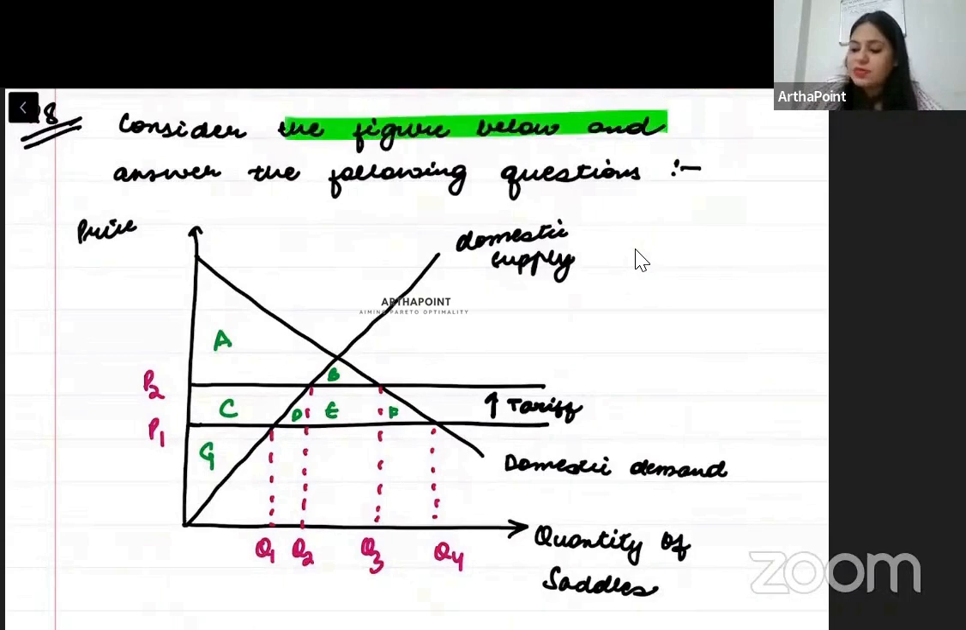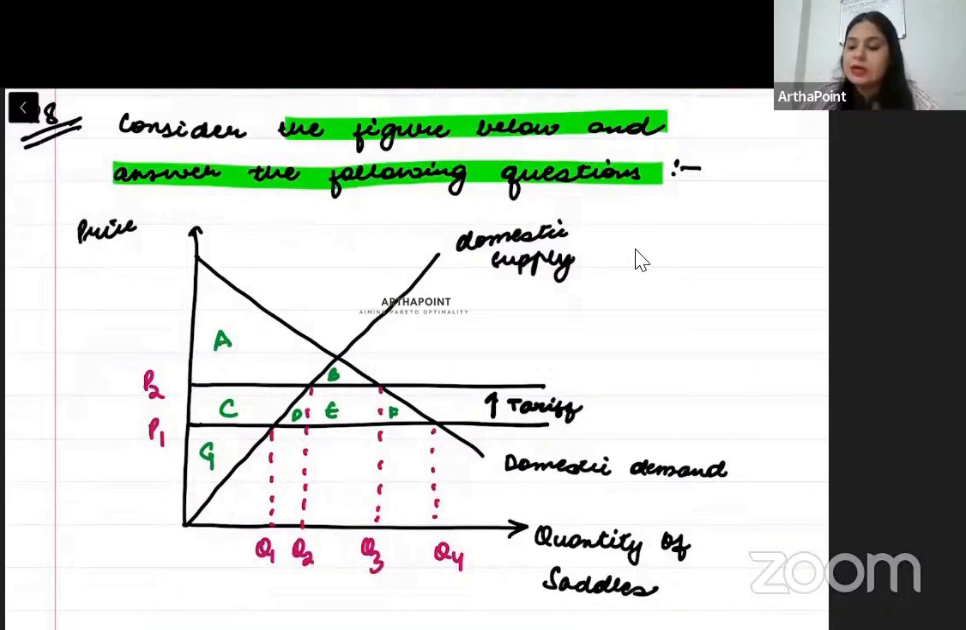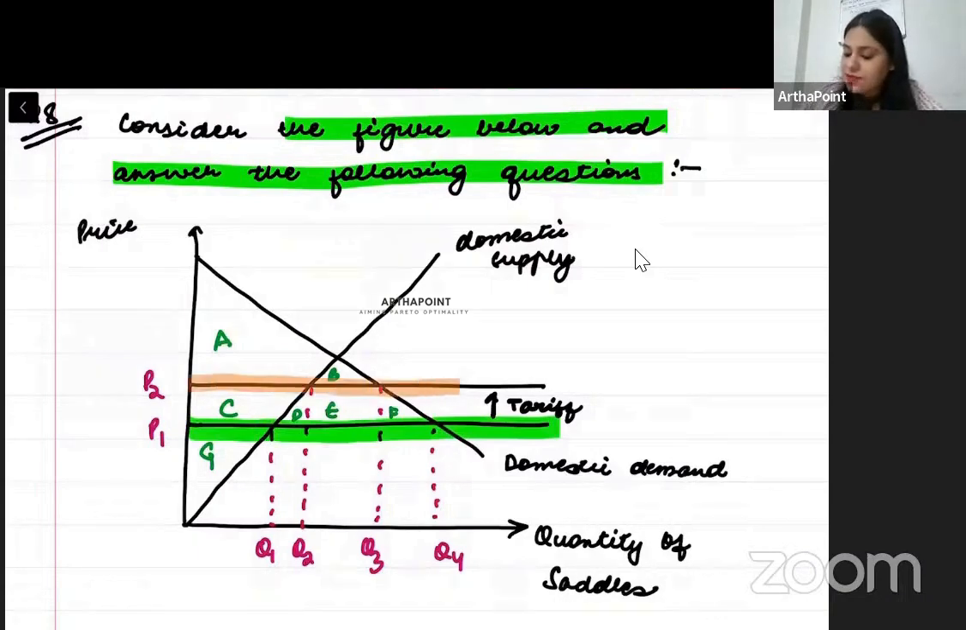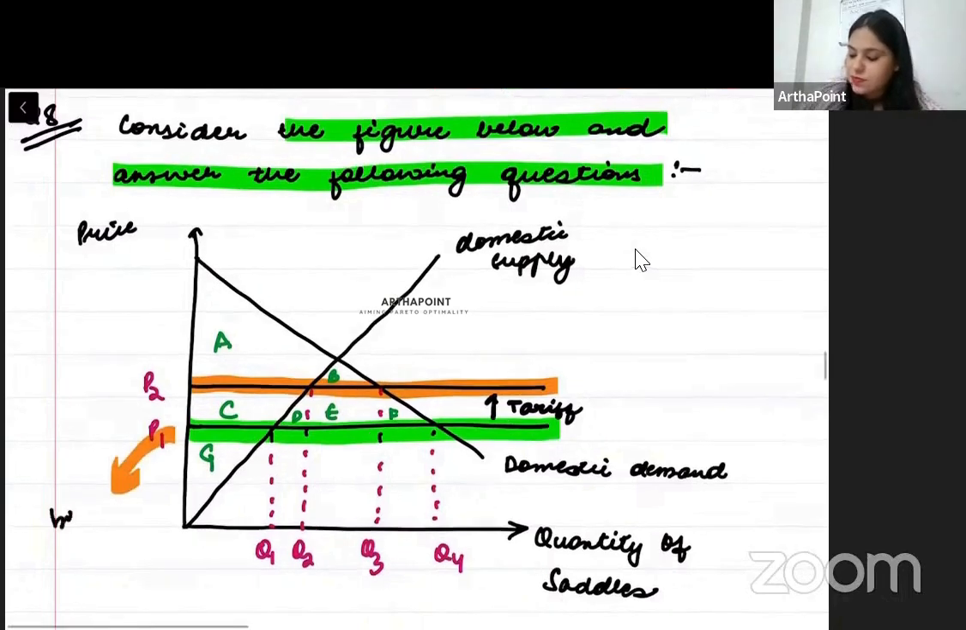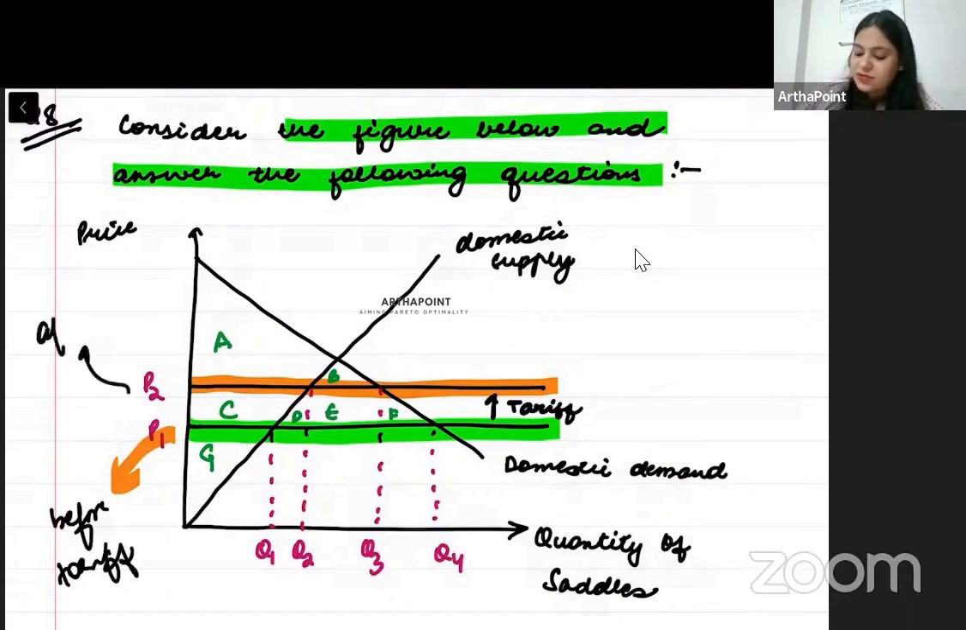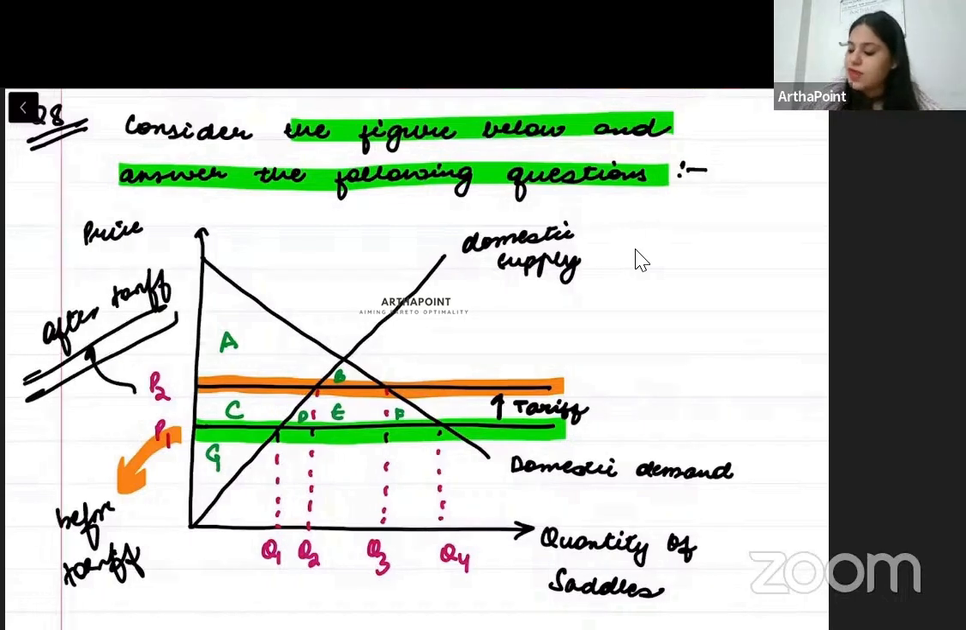Consider the following figure below and answer the following questions. So what is happening here is that this is your before-trade and this is what happens after trade price. Okay. Both are after-trade prices, free trade only. This is before tariff. And then you have some tariff and this is after tariff. And this is the amount of tariff that you have.